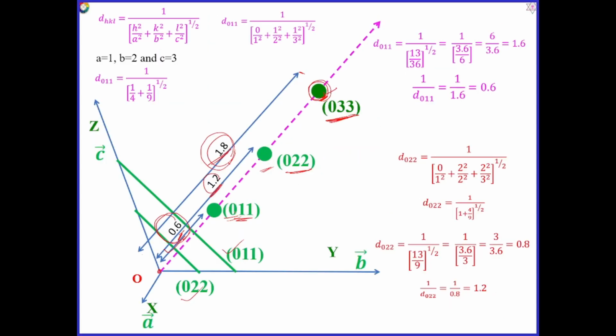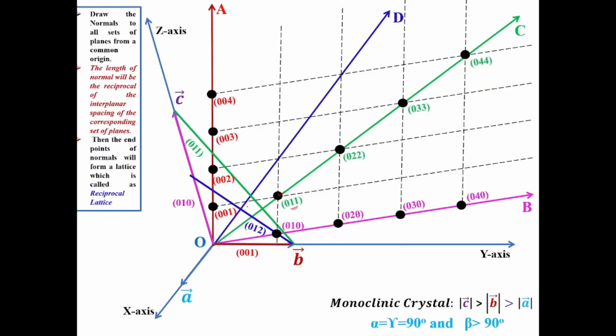Already we have discussed that 022 is at the distance 1.2, that means just double. So if from the origin to this point is your 011, then double of this length gives the location of the 022 plane. So this point represents the 022 set of planes. This point represents 033. Likewise this point represents 044 set of planes.